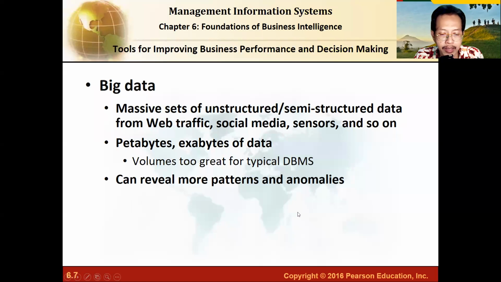Now, big data can reveal patterns and anomalies. So using huge computing power, you can process all that data and then find out specific patterns of human behavior, of customer preferences, customer behavior, and so on.